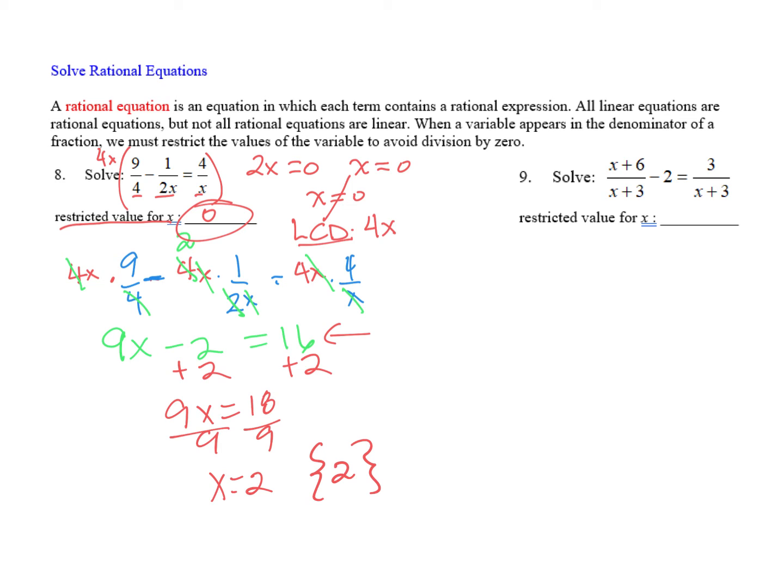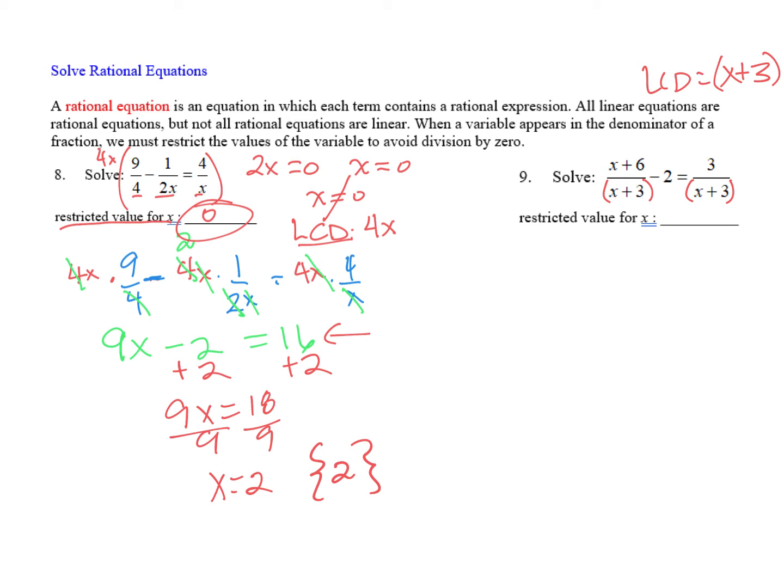So let's do that again. x plus 6 over x plus 3 minus 2 equals 3 over x plus 3. Now, notice these denominators are the same. They're x plus 3. So my LCD here would definitely be x plus 3, because it's the only thing in the denominator.